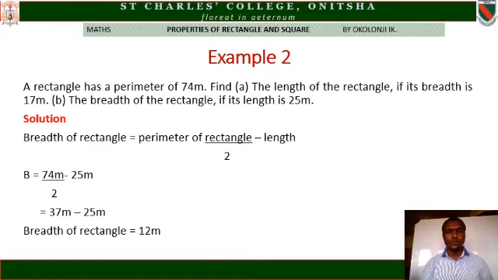Substituting it into its proper form, you have breadth is equals to 74 meters divided by 2 minus 25 meters, which will give you 37 meters minus 25 meters, which will give you 12 meters. So the breadth of a rectangle is equals to 12 meters.